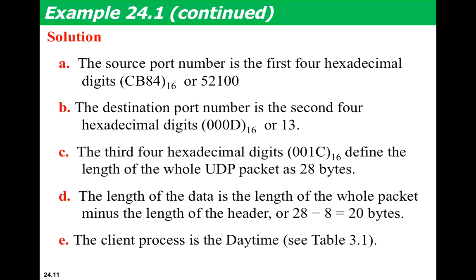This is the answer. The first is the source port, which is 52,100. The destination port is 13, which is time and date. The total length of the packet is 28 bytes. And the data length will be 28 minus 8, which is the UDP header. So data will be 20 bytes.